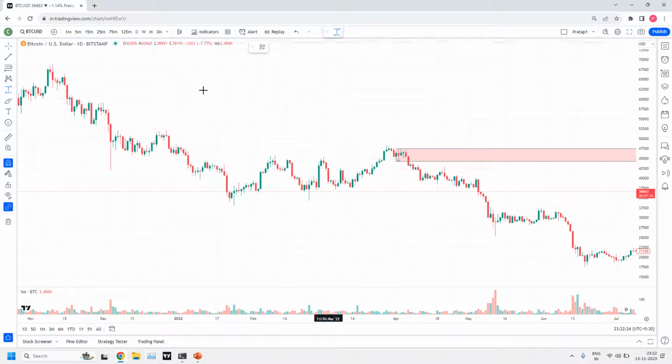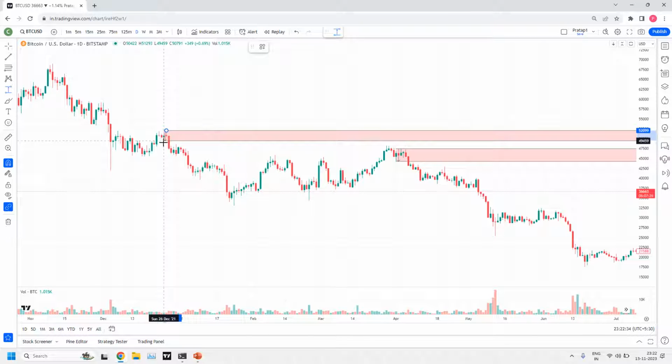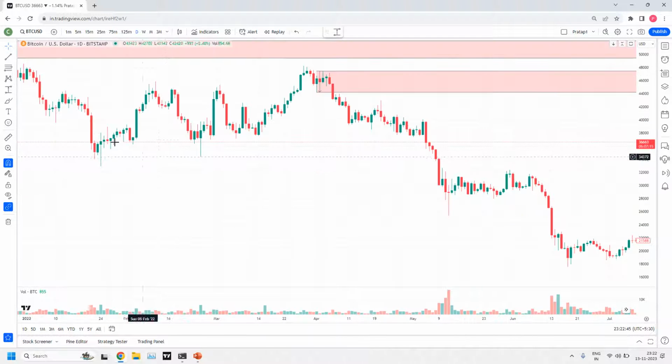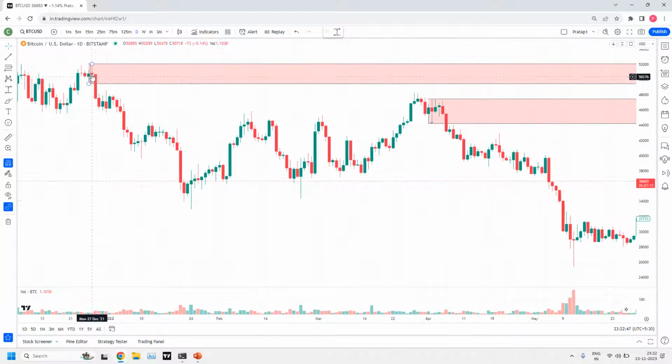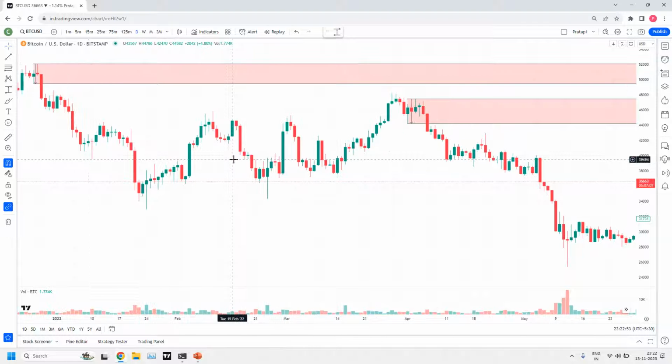So let us click on this zone. I mean, this is a price range. We are using price ranges in TradingView for drawing demand and supply zones. So you have to select the highest value and the lowest value. So this is the supply zone. This candle is having highest values. This candle is having lowest value. So between high and low value, you have to draw this supply zone.